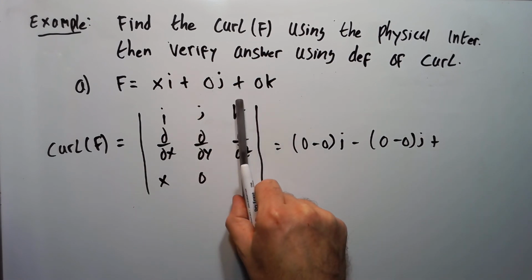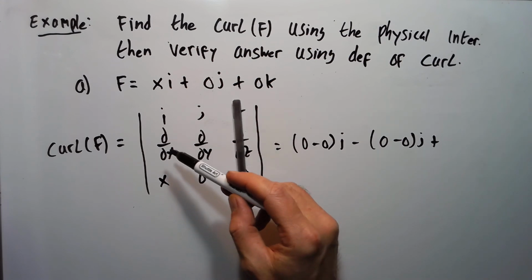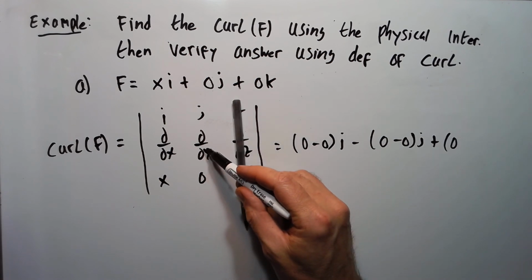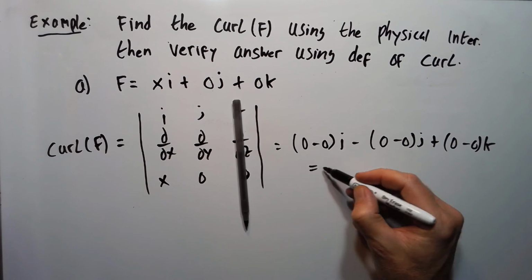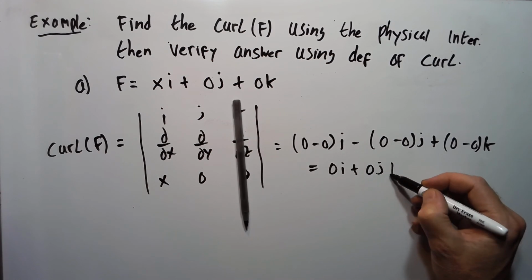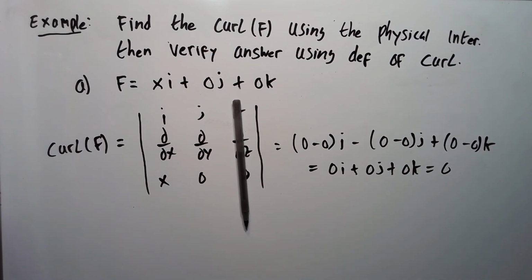And lastly, the k component. It'd be partial x operator acting on 0, minus partial y operator acting on x, 0. So you see the answer is 0. I guess you can write it as 0i plus 0j plus 0k. I guess you could just write it as 0. It's fine. So as we predicted, you can see how we can use the physical interpretation to figure out the curl.